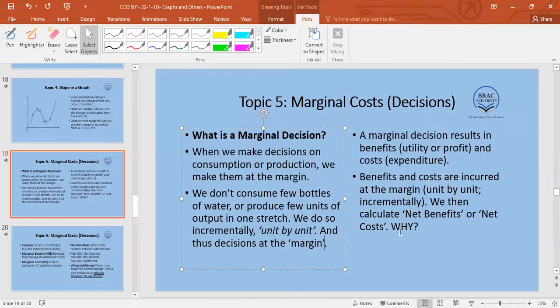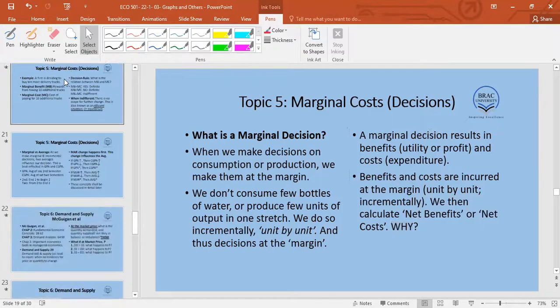Okay, a marginal decision results in benefits, but no benefit can come without a cost, expenditure. So the benefits and costs that we have to calculate will be net functions. If we are optimizing a problem with maximization, it will be marginal benefit minus marginal cost. If we are optimizing something as a minimization problem, it will be marginal cost minus marginal benefit. Why we are calculating net benefit, we have clarified it last class.